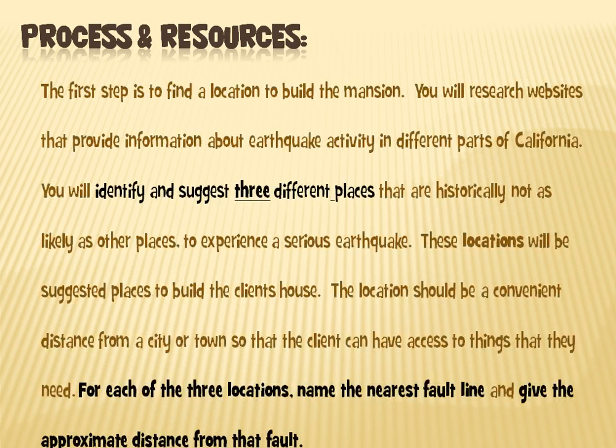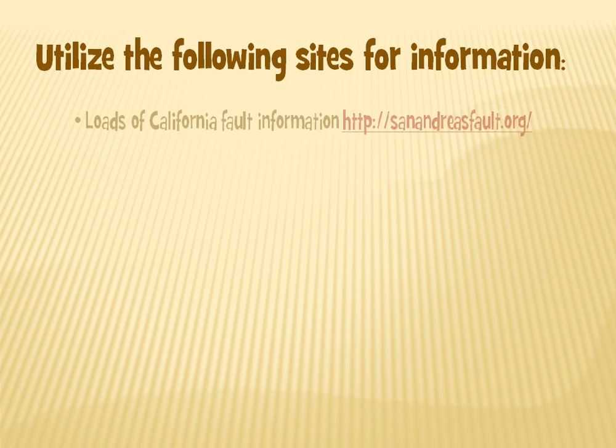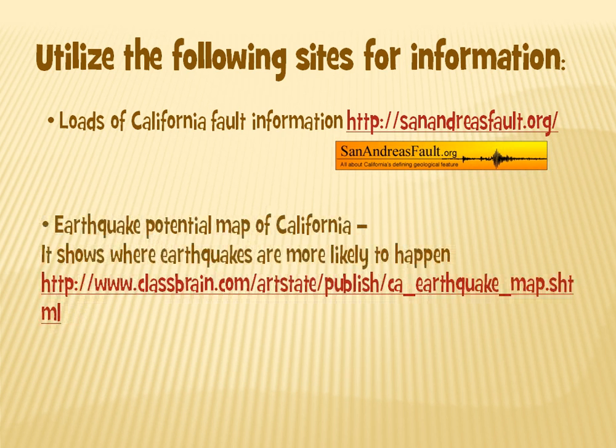Process and resources. The first step is to find a location to build the mansion. You will identify and suggest 3 different places that are historically not as likely as other places to experience a serious earthquake. These locations will be suggested places to build the client's house. The location should be a convenient distance from a city or town so that the client can have access to things that they need. For each of the 3 locations, name the nearest fault line and give the approximate distance from that fault. Utilize the following sites for information.